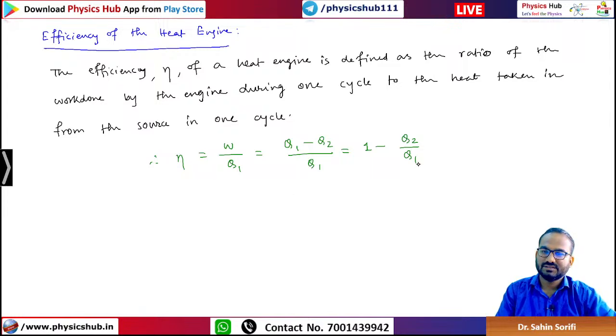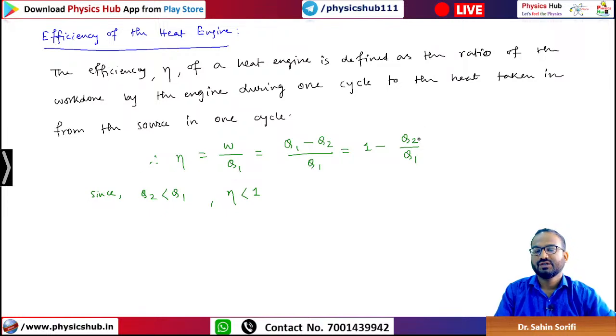Q2 is always less than Q1. So, this eta factor will always be less than 1. 1 minus some finite value. So, eta will always be less than 1. Since Q2 is less than Q1, eta is less than 1. So, you get the maximum efficiency when Q2 is 0.